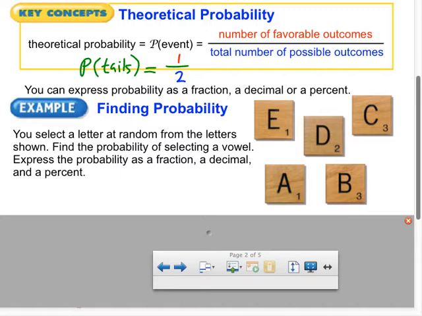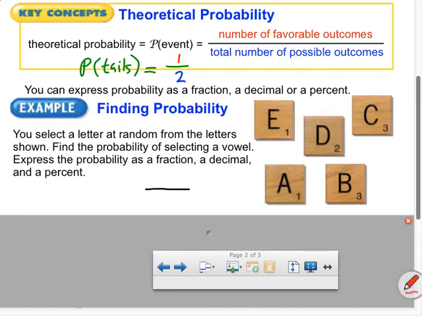You sure? Okay, Christian. So, in the letters we have 5 different letters. Of the 5 different letters, 2 of them are vowels. So, what number goes on the numerator? What number goes on the denominator? The number that would go on the numerator is 2. Why'd you say 2? Because there are 2 vowels.